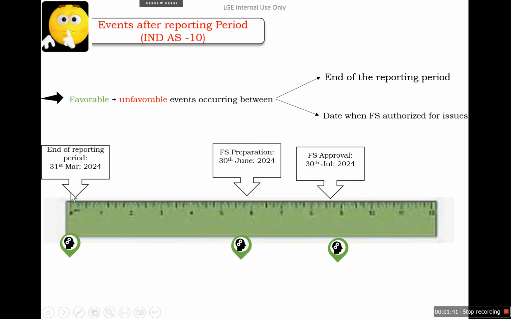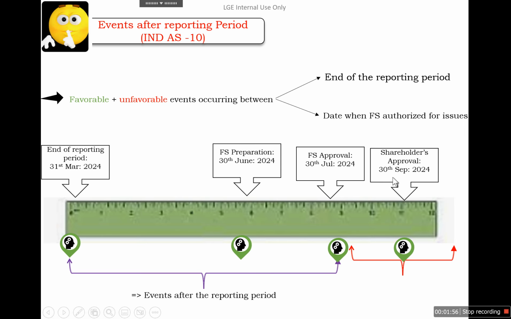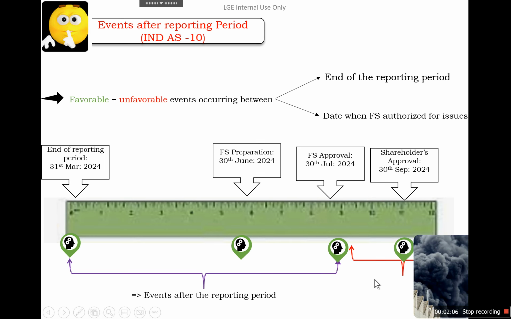So the period from 1st April 2024 to 30th July 2024 will be called the event after the reporting period. Suppose shareholders' approval was taken on 30th September. The period between 1st August and 30th September will not be considered as an event after the reporting period. Anything that happened, such as a fire, during this period will not be considered for the purpose of Ind AS 10.